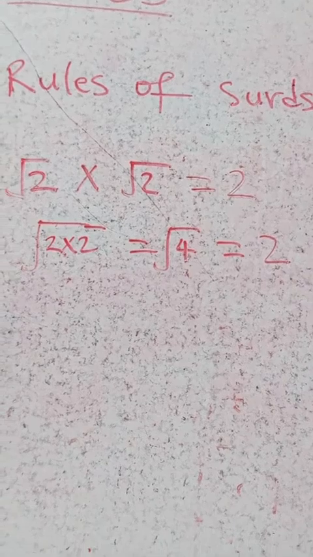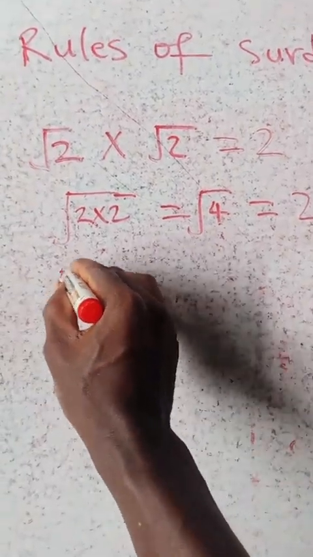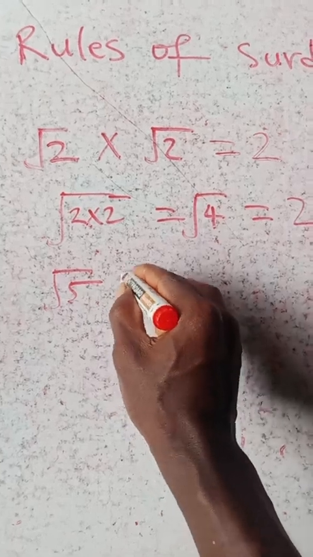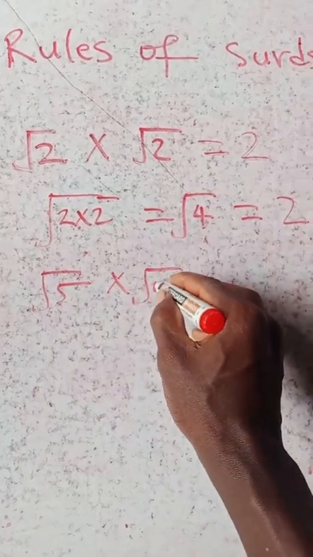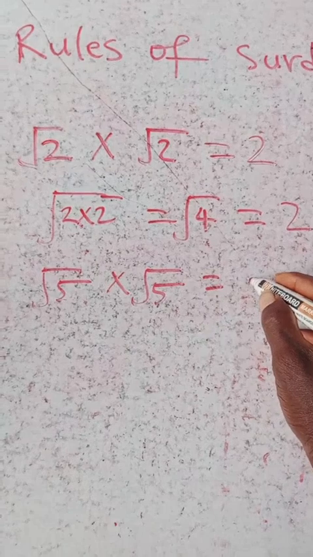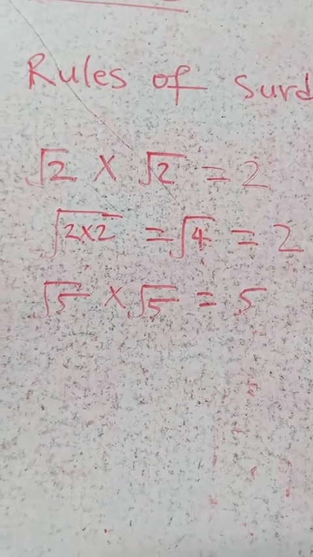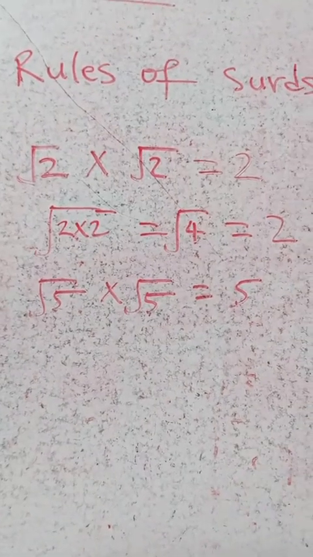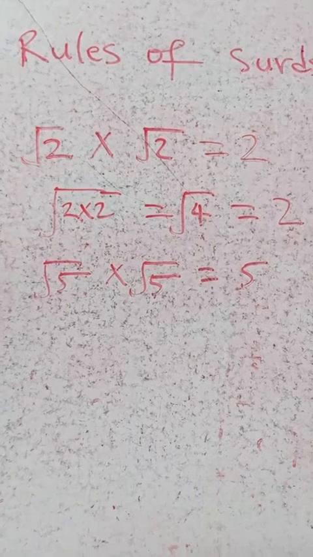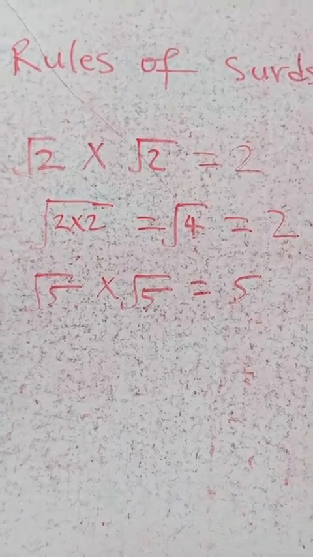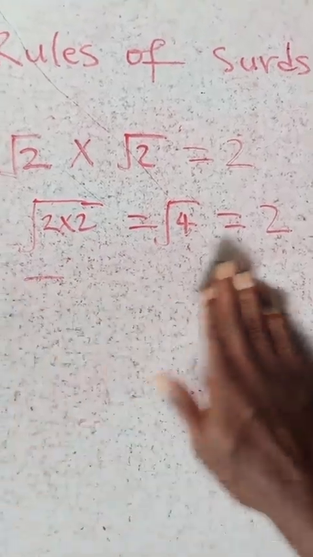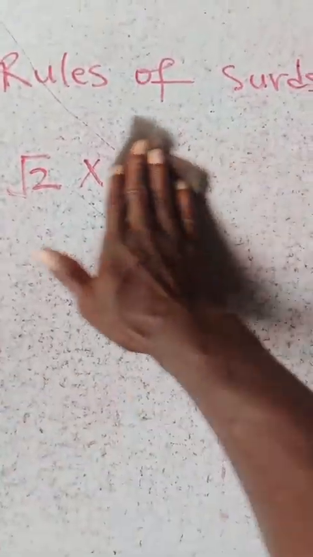So if I have root 5 times root 5, the answer should be what? 5. Are you getting it? So root 10 times root 10 is what? 10. Root 1000 times root 1000 is what? 1000. That is how it is. Okay, so let's extend the question.